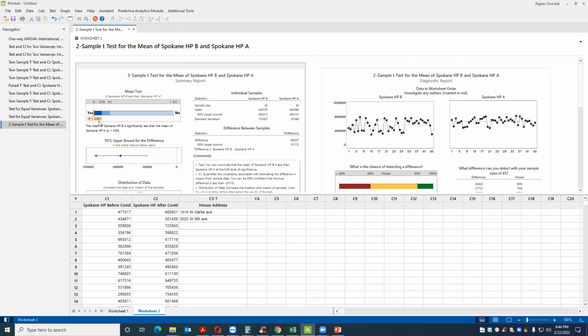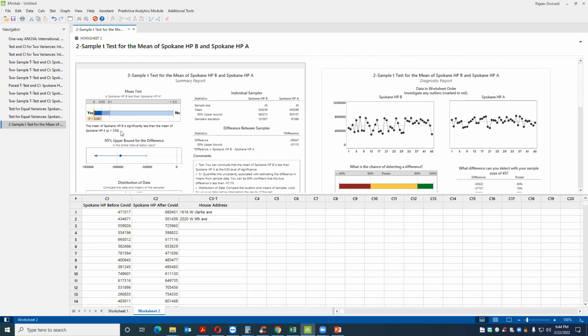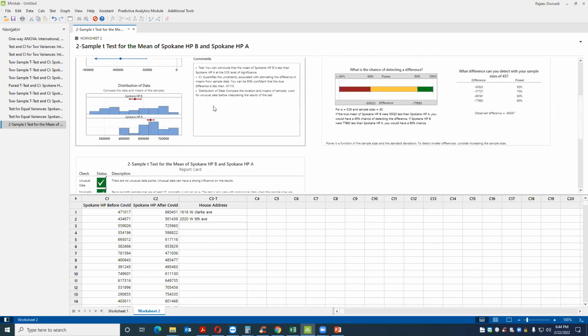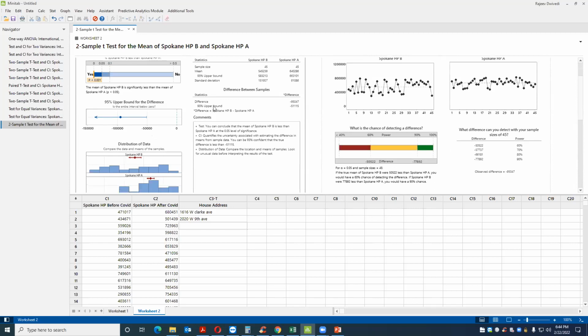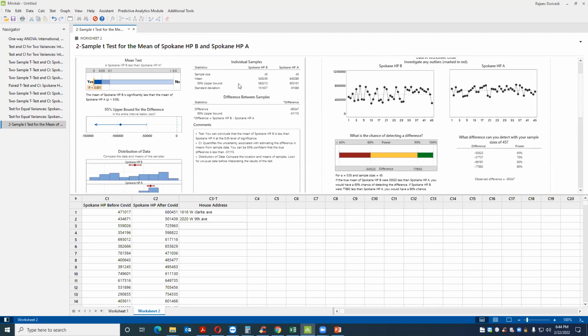So the p-value is less than 1%. Here you can see the p-value is less than 1%. That means the housing prices of spoken before are less. So basically this is another way of checking and doing. However, I would suggest you use those options where you can clearly get the statistics and the p-value. So here you can conclude that the mean of the spoken housing prices before is less than the spoken housing prices after.